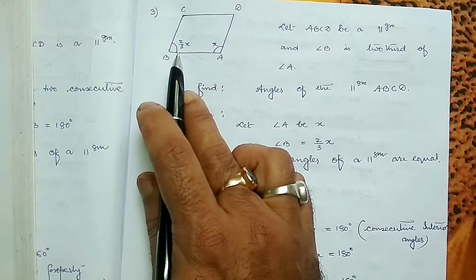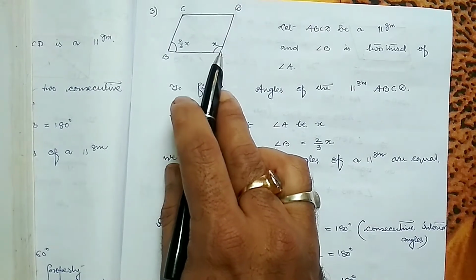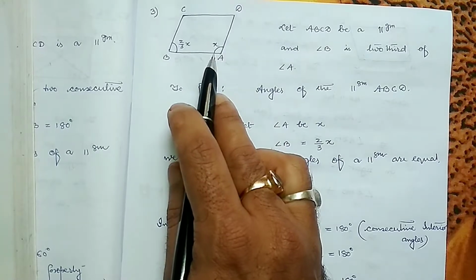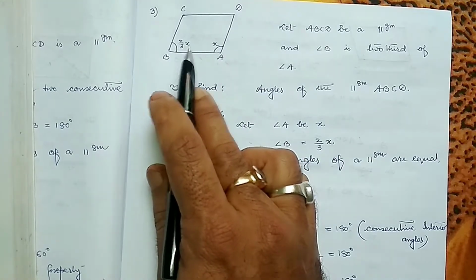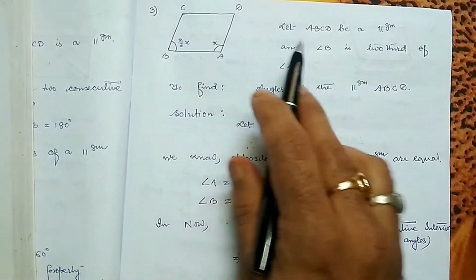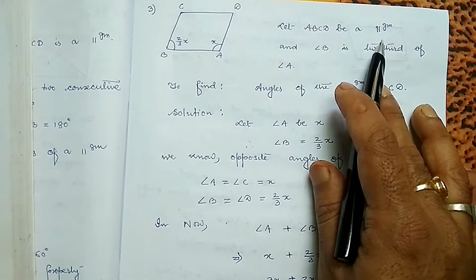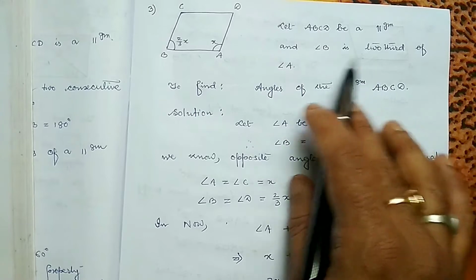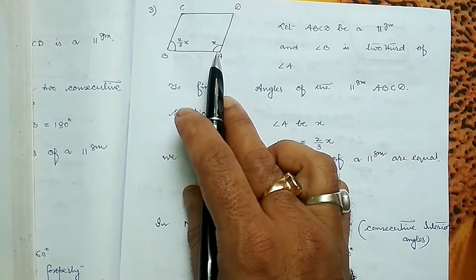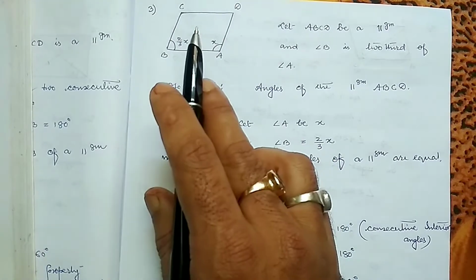I cannot consider this x and this 2/3 x because out of these two angles, this angle is greater. So you have to consider this one x, and 2/3 x is smaller than x. So this one will be 2/3 x. Clear? So what I have written here: let ABCD be a parallelogram, and angle B is 2/3 of angle A, and we are to find the angles of this parallelogram.